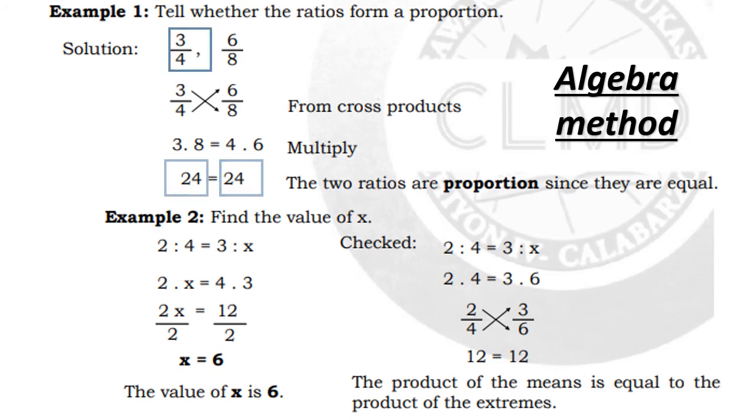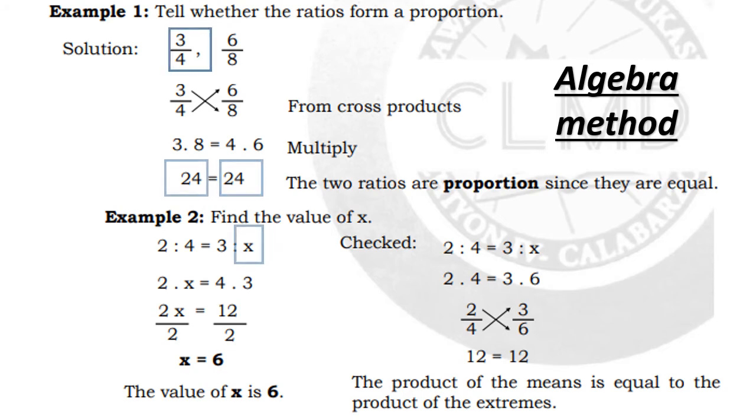Example 2. To find the missing term in a proportion we can use the algebra method or the means-extremes method. 2:4 equals 3:x. X represents the missing number. Using the algebraic equation, multiply 2 and x, which is the extremes, as well as 4 and 3, which is the means.